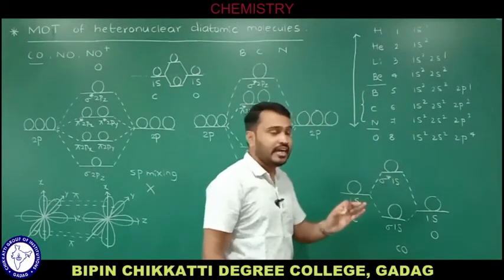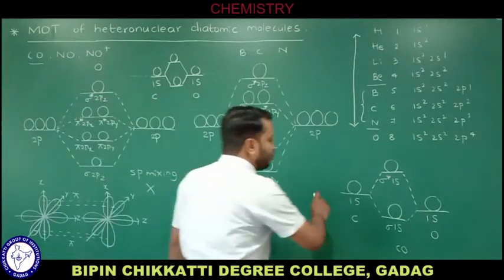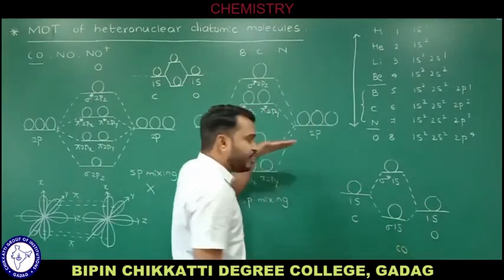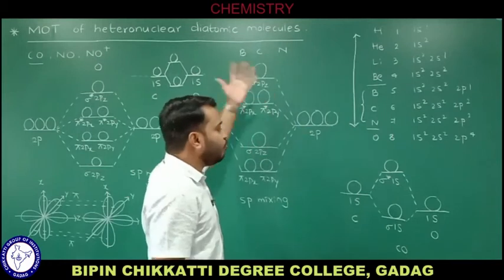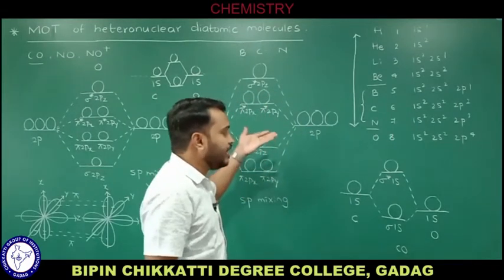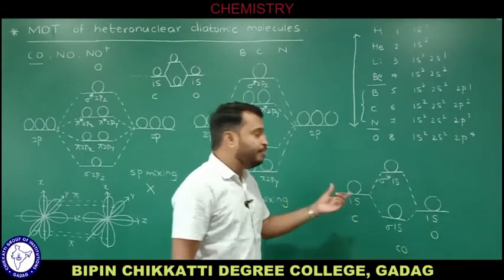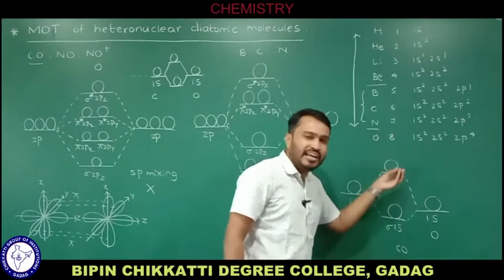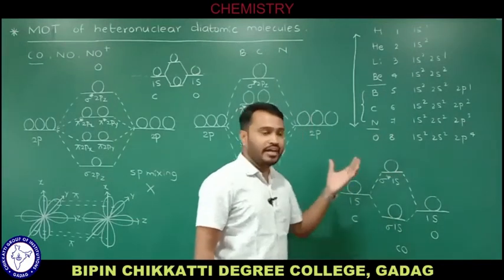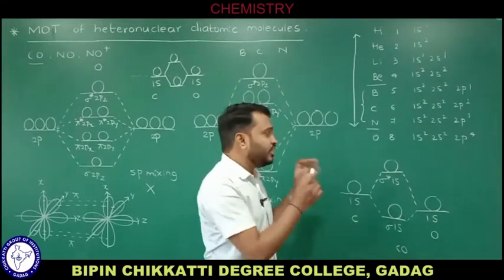So try to understand, in the case of heteronuclear diatomic molecules, you are not supposed to draw the atomic orbitals at the same energy level. The more electronegative atom is drawn on the lower side, and the less electronegative on the higher side. And you need to consider the energy level diagram in such a way that the BMO should be nearer to the more electronegative atom and the ABMO should be nearer to the less electronegative atom. This is the change you have to consider.